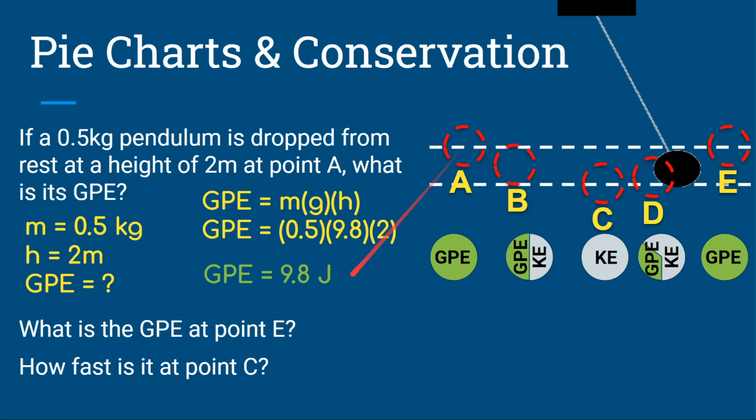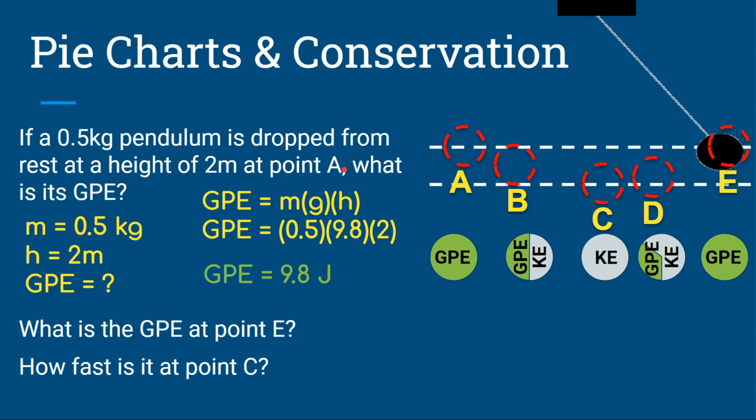Given that, what would my gravitational potential energy be at point E? 9.8. It'd be exactly the same. See, this is how the question's going to work. The question isn't going to do just what this says. It's going to say, if a 0.5 kilogram pendulum is dropped from rest at a height of 2 meters at point A, what is its GPE at point E?